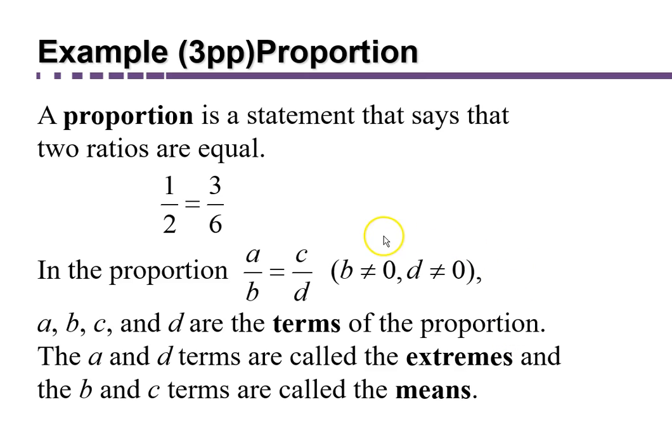Now, we did this in our previous unit where we had proportions. 1/2 equals 3/6. And we talked about the extremes, the 1 and 6, and the means, 2 and 3. And we said the product of the extremes equals the product of the means. So if we did that, let's just show it to you.